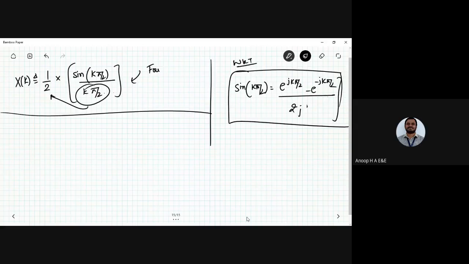Yes, sir. Okay then. Once you get this, this is how you can write the Fourier coefficients. But I already know the definition of x of 0. Can anyone tell me?